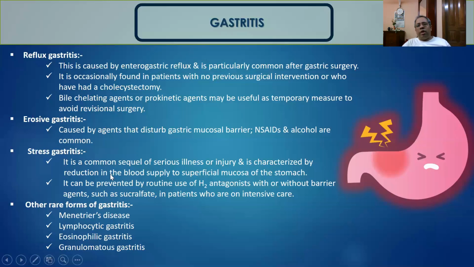Stress gastritis is a common sequel of serious illness or injuries, characterized by reduction in blood supply to the superficial mucosa of the stomach. That means whenever the patient is in shock, the visceral supply becomes constricted to supply the main blood to the heart, lungs and brain. So that causes mucosal vasoconstriction and ultimately some sloughing in the stomach, which is called stress gastritis. It can be prevented by routine use of H2 antagonists with or without a barrier agent such as sucralfate in patients who are in the intensive care unit.